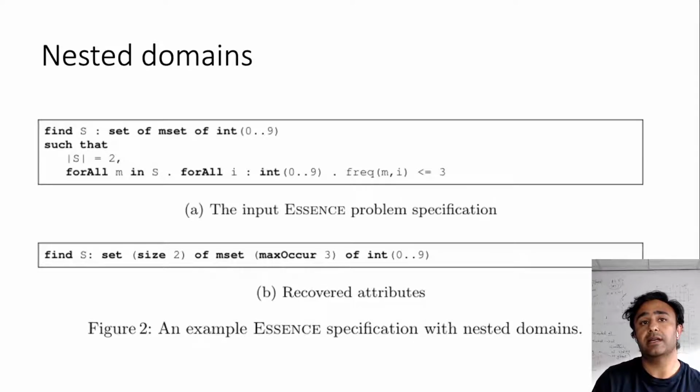But I'd like to highlight another example here, which is the case of nested domains. So Essence allows nested domains, and in this work, all the rewrite rules that we have developed work on any domain independently of whether they are nested inside another domain or not. So in this example, you have a set of multisets at the top, and after a rewrite, we are able to identify, looking at the constraints, that the outer set needs to have cardinality 2 and the inner multiset needs to have a maximum occurrence of 3.